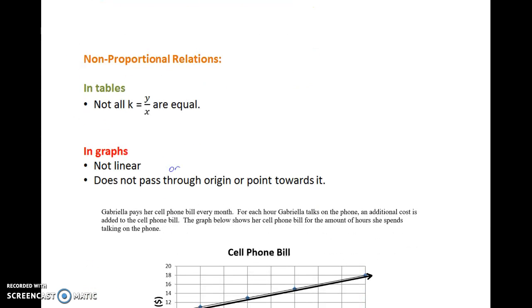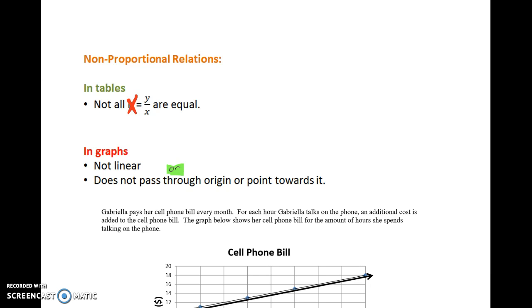In a non-proportional relationship, which is basically the complete opposite of what we just said, in tables, not all k equals y over x are equal, and if they're not equal, then it's not called k. And in graphs, it's either not going to be linear or does not pass through the origin or point towards it.